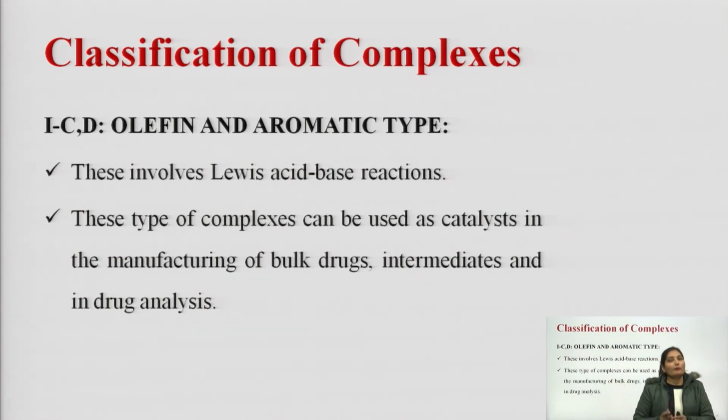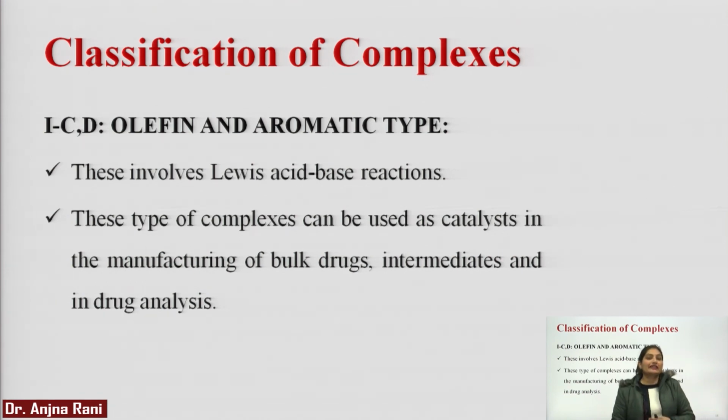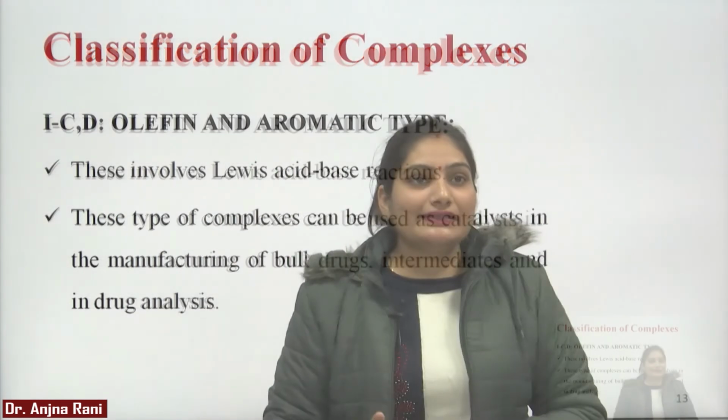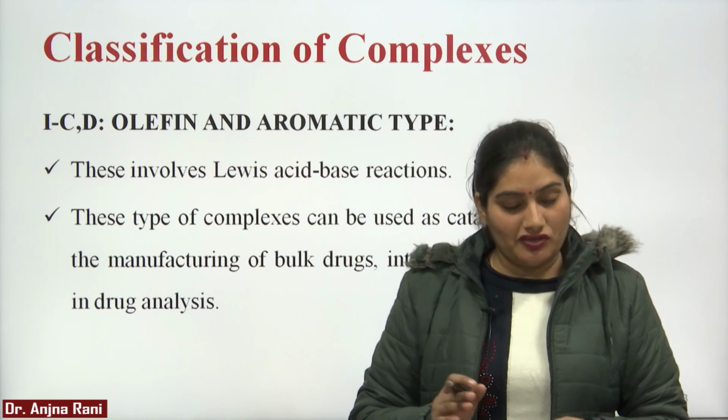These types of complexes involve Lewis acid base reaction, and they can be used as catalysts in the manufacturing of bulk drugs, in the manufacturing of intermediates, and also in drug analysis. Okay. This is all about the metal complexes involved in complexation.